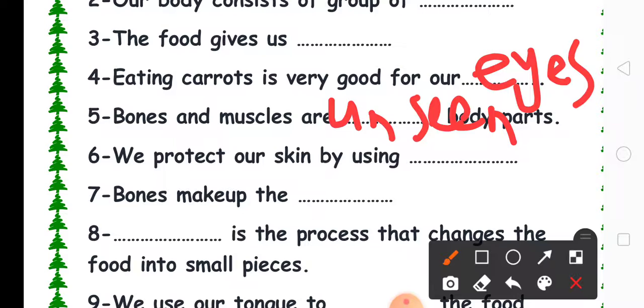Okay, we protect our skin by using... Junior 3, we talked about 2 ways to protect our skin. Number 1, protect our skin by using sunscreen. Number 2, by avoiding exposing it too long to harmful sun rays. So number 6, we will write sunscreen.